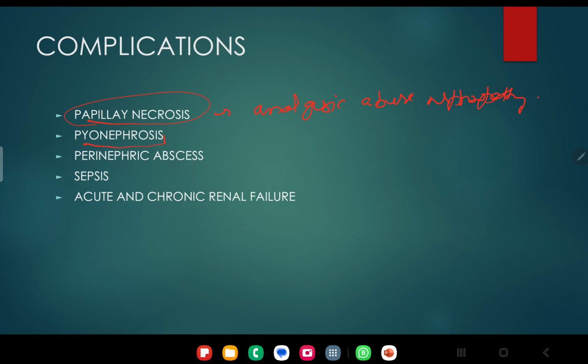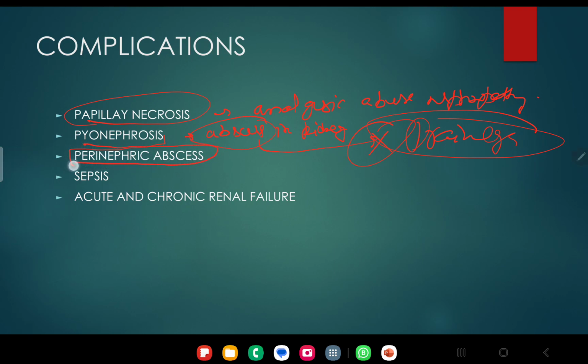Next is pyonephrosis. What does pyonephrosis mean? It means abscess in the kidney. In acute pyelonephritis, particularly in case of obstruction, when there is no drainage of this abscess, this condition of the kidney is called pyonephrosis, a multilocular sac filled with pus.